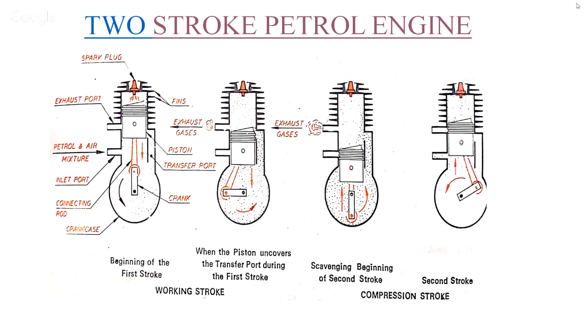As the piston moves from BDC to TDC, a partial vacuum is produced inside the crankcase, because it is a sealed crankcase. As soon as it moves upwards, the inlet port is uncovered by the piston. The inlet port is connected to the carburetor and petrol tank, so in the carburetor the air petrol mixture will be there. Due to the pressure difference, as soon as the inlet port opens, the charge, the mixture of air and petrol, is drawn into the crankcase through the inlet port.